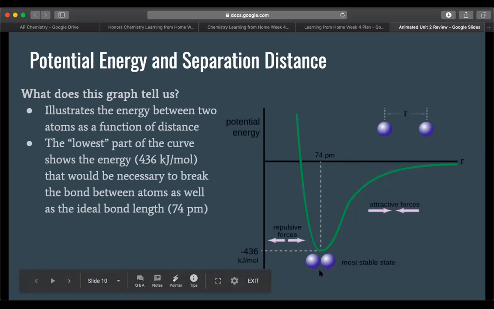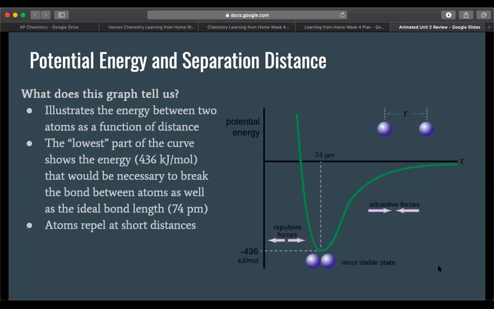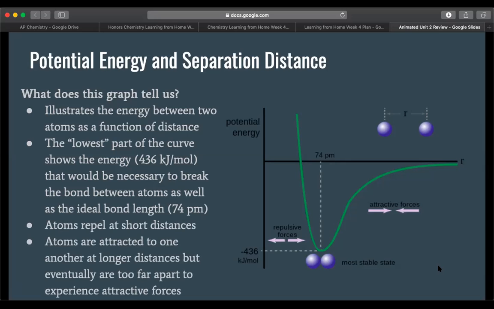And to reverse this state, to pull them apart, would require 436 kilojoules per mole of energy. It also tells you how far apart those two nuclei are in this bond. So they are 74 pm, or picometers, apart. That's their bond length. This bond length clearly is going to depend on what atoms you are talking about. And that will also affect how much energy there is, because different atoms with their different numbers of protons and electrons are going to have different amounts of attraction. So this number will change based on the number of protons and electrons, and this distance number will change based on the size of the individual atoms. So remember, if you squish them too close together, they're going to be super unhappy.